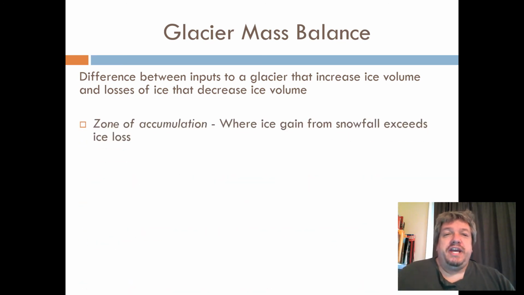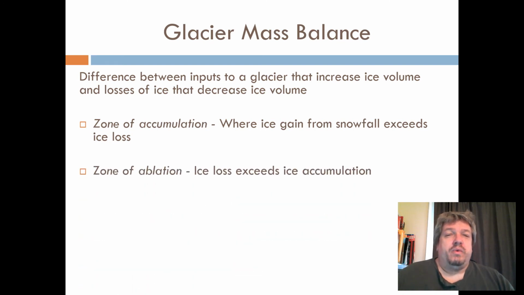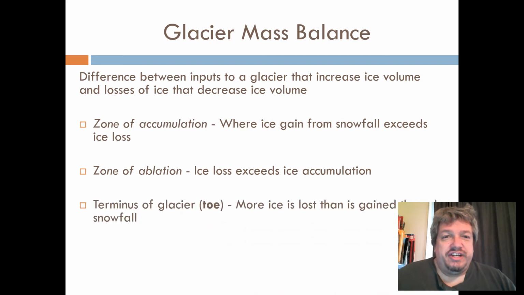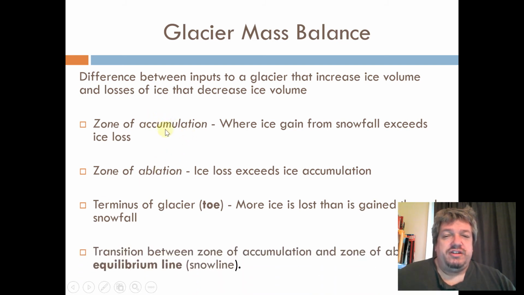The zone of accumulation is the part of the glacier where it's growing. So if you think about a glacier up in the mountains, I'll show you how this looks. The part where it grows is the zone of accumulation, whereas the part where it is shrinking is the zone of ablation. So in accumulation, ice gain exceeds loss, and in the zone of ablation, ice loss exceeds ice accumulation. I love the fact that the end of a glacier is called the toe. I'm going to show you a picture in a little bit. But in between the accumulation and the ablation, you have what's called the equilibrium line.